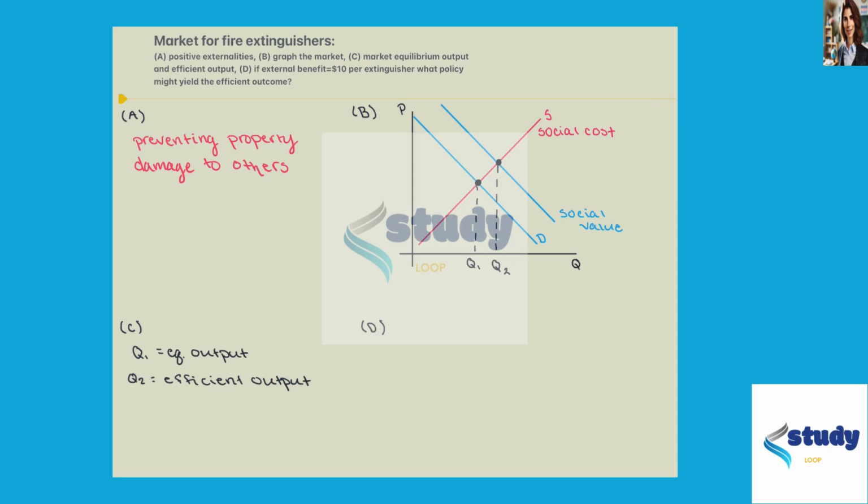So let's now suppose with part D here, we want to know if this external benefit is $10 per extinguisher, what policy can the government implement that might yield the efficient outcome? Well, they could subsidize $10 per fire extinguisher. The reason they would do this is because that external benefit is $10. So by subsidizing the $10, it would allow us to produce and yield that efficient outcome that exists right here at Q2, at the intersection of our social cost and our social value curves.